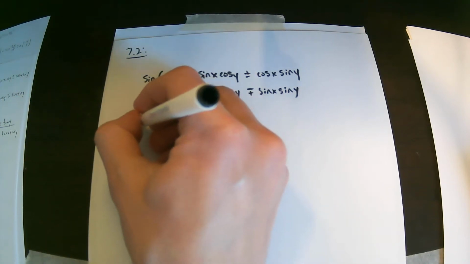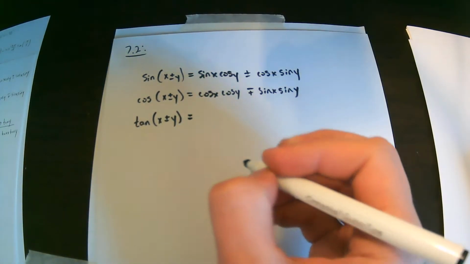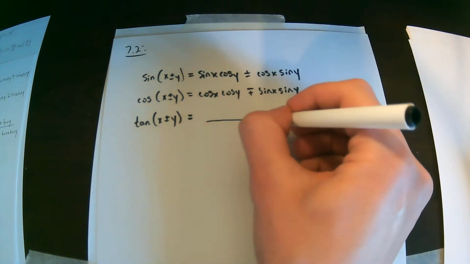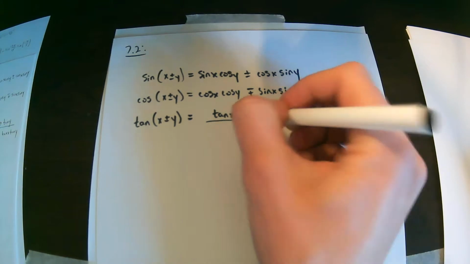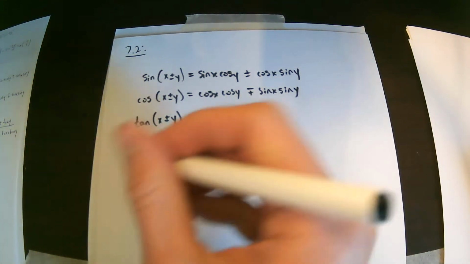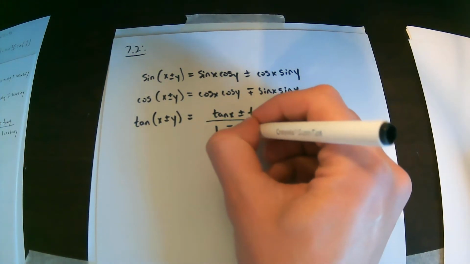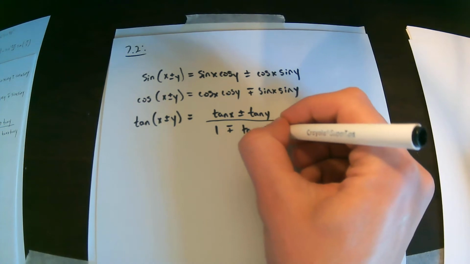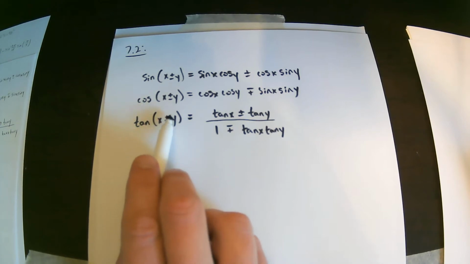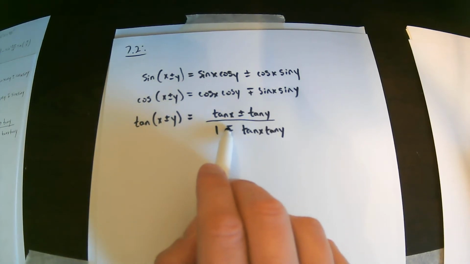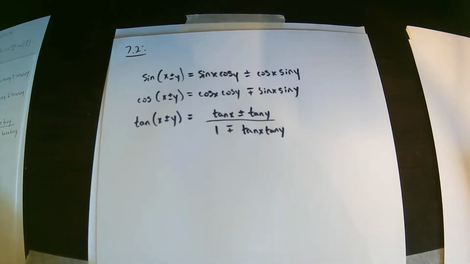And if it's x minus y, then this sign will be a plus. And then there is tangent of x plus or minus y, and that's going to be equal to tangent of x plus or minus tangent of y. So the signs match here, but then they are opposite in the bottom: 1 minus plus tangent x tangent y. If it's x plus y, then this sign will be a plus and this sign will be a minus. If it's x minus y, then this will be a minus and this will be a plus.